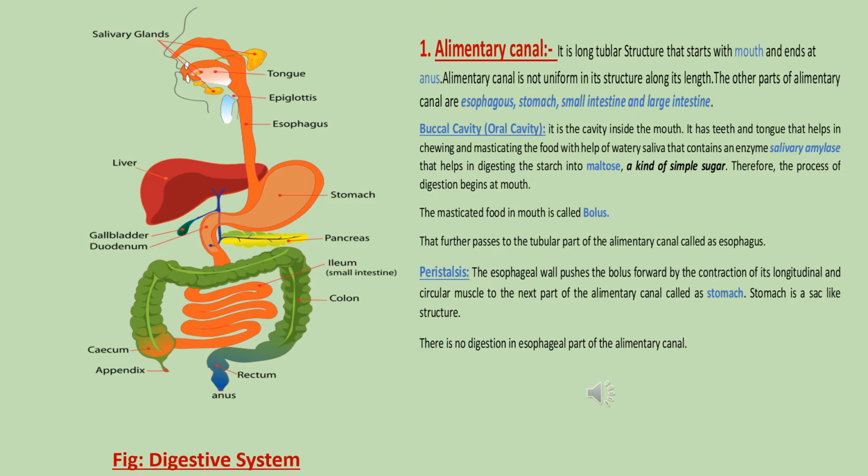First is the buccal cavity, which is also called the oral cavity. It is the space inside the mouth where teeth and tongue are present, and it is utilized for chewing, cutting, and masticating the food. The buccal cavity also receives enzymes from our salivary gland that help in the digestion of starch. So first the food is chewed and masticated with the help of the enzymes, and the food in the mouth is called bolus.